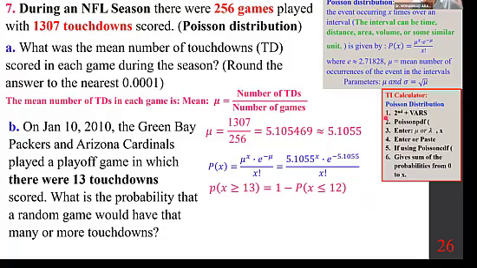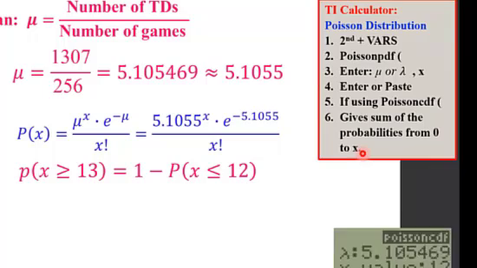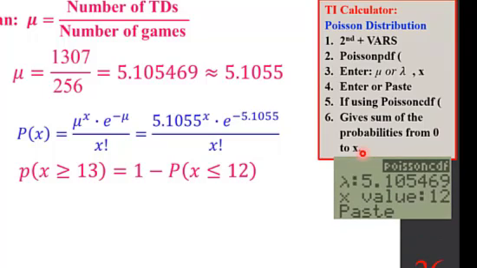For Poisson distribution, again, second variables, Poisson PDF, enter mu, and they call it lambda, by the way, as far as the mu is concerned sometimes. X, enter or paste, and if you're using Poisson distribution, it gives you the sum from 0 on.